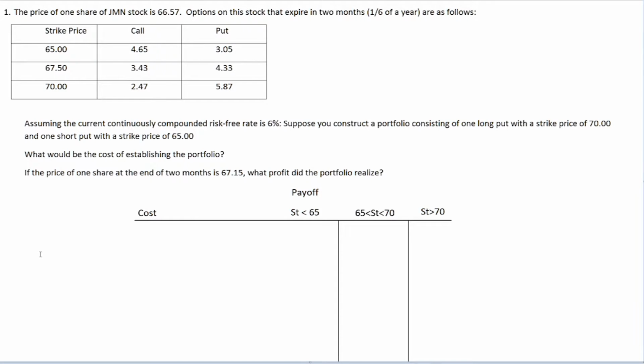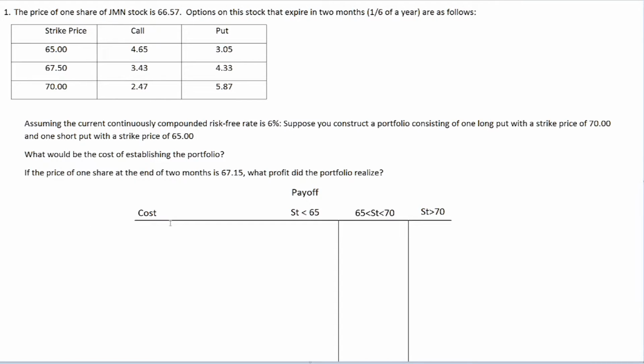Okay, we're going to have our first portfolio question here. It says that the price of one share of stock is $66.57, and we have options that expire in 2 months in this spreadsheet here. And assuming the current continuous compounded risk-free rate is 6%, we're going to construct a portfolio consisting of one long put with a strike price of 70 and one short put with a strike price of 65. And then the first question is, what would be the cost of establishing this portfolio?